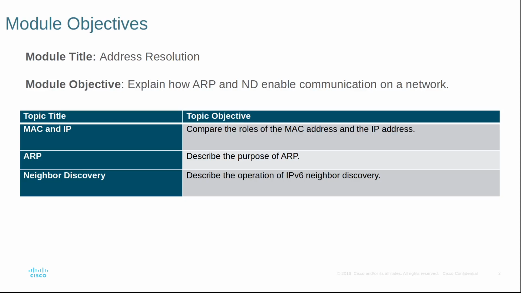ARP and neighbor discovery are what tie the two together, if you're using IPv4 or IPv6.